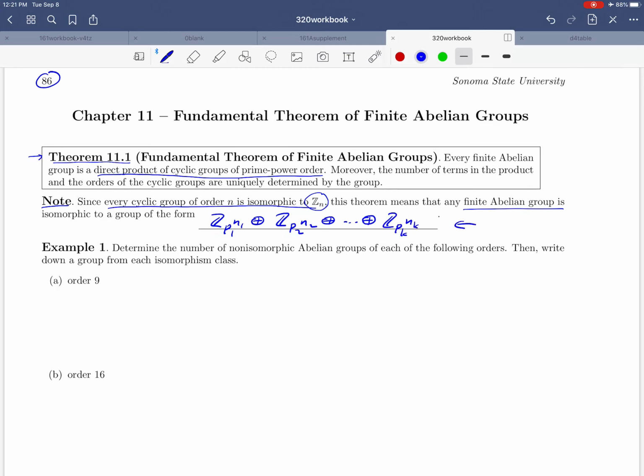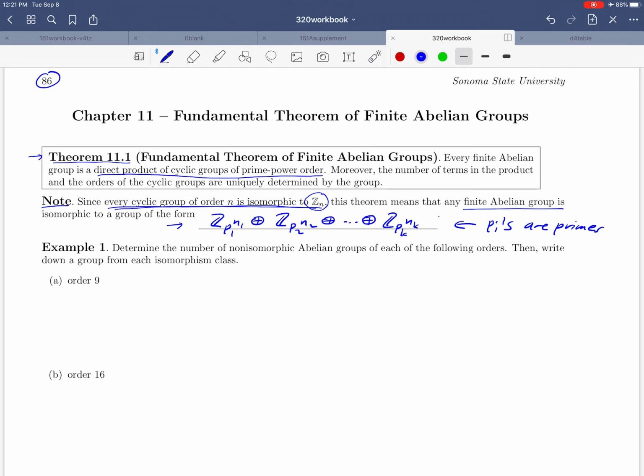I want to make one note: the p1, p2, p3, up to pk, I'm assuming that those are primes. So it just says that we can decompose any finite abelian group like this into a direct product of Z of a prime to a power, basically, because of the fact that every cyclic group is really isomorphic to something that looks like Zn. All right, so all of that said, let's do some examples.